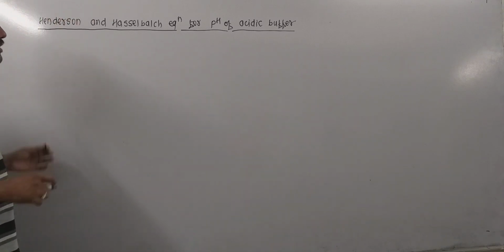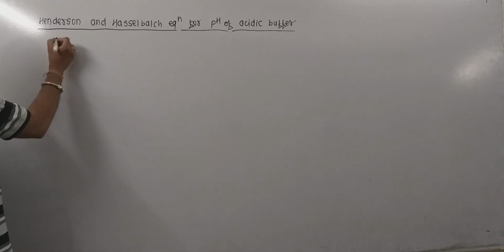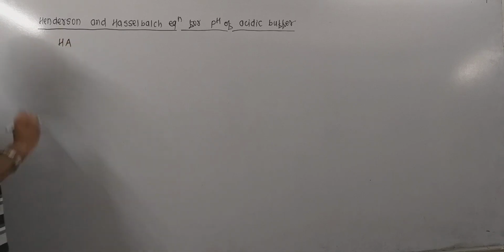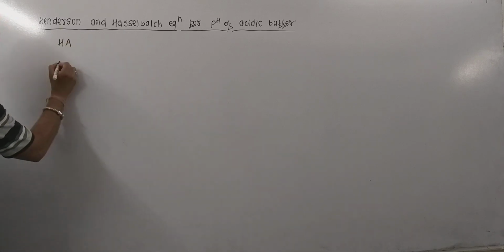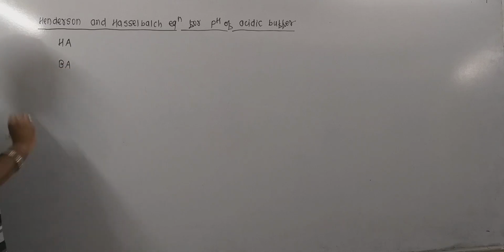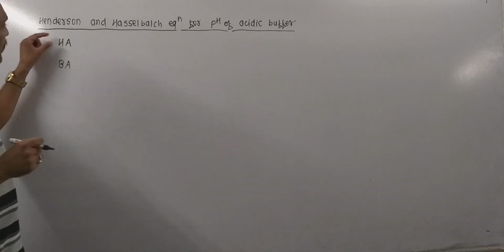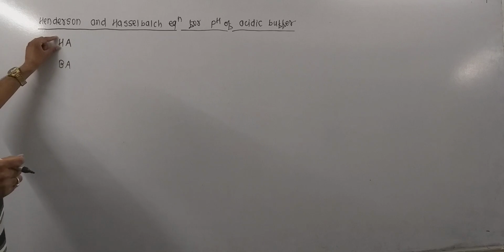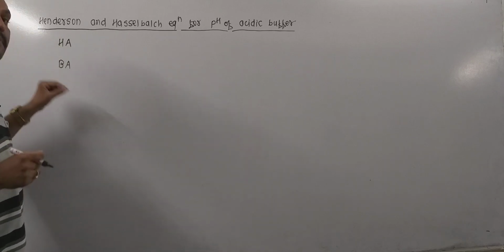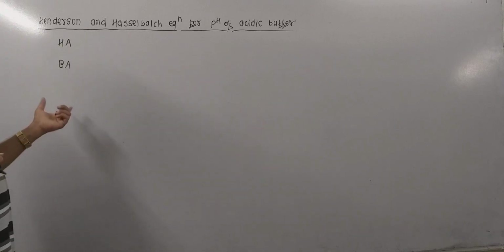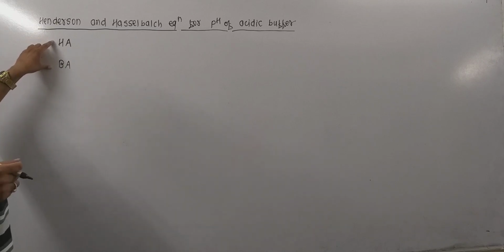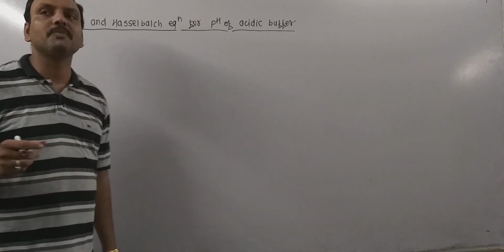Now consider acidic buffer obtained by mixing weak acid HA and its salt with strong base, that is BA. I mean HA is supposed to be the weak acid and its salt with strong base is nothing but BA. When these two ingredients are mixed, then ultimately acidic buffer is formed.